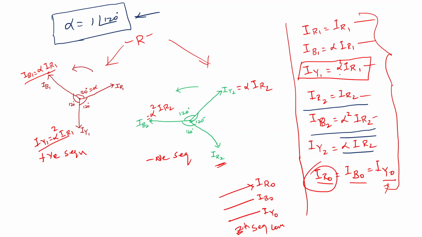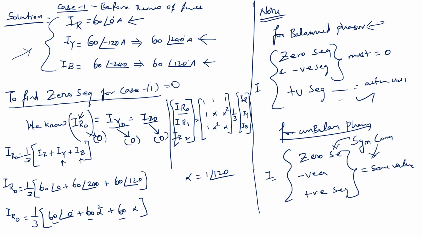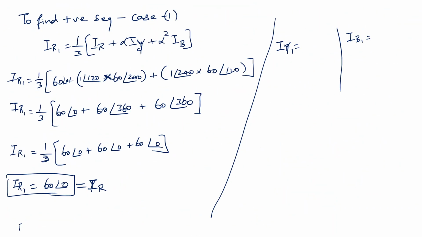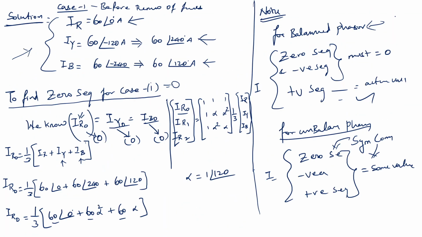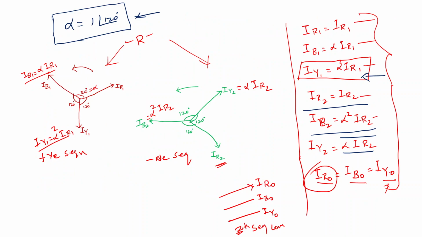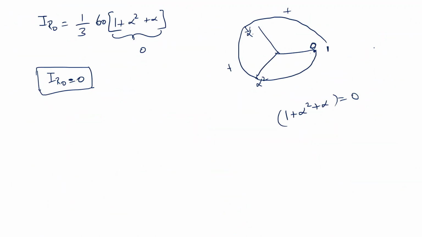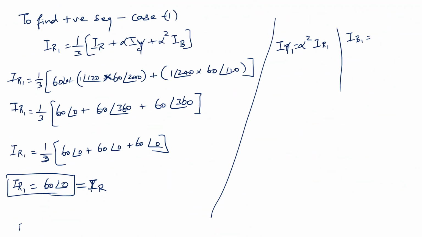IY1 with respect to R is this one, right? Alpha square IR1. For IB1, where is IB1? This is IB1. So the value is alpha IR1. This is alpha IR1.